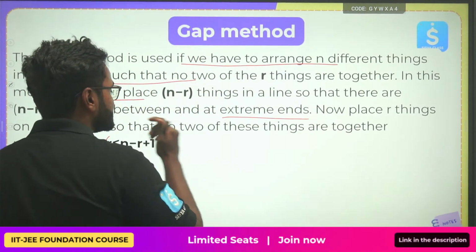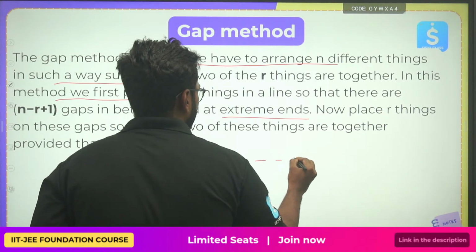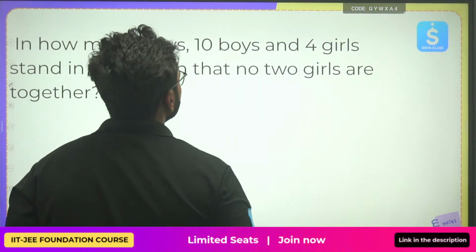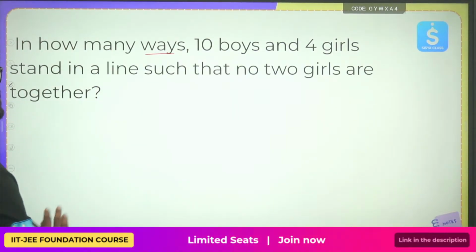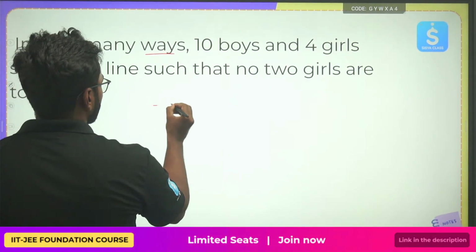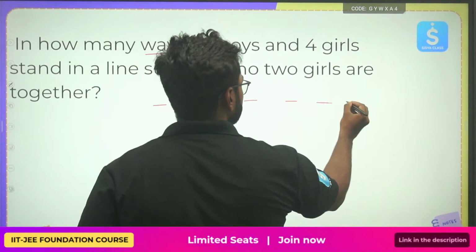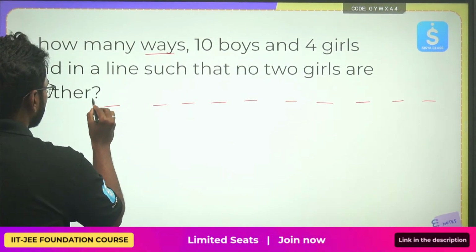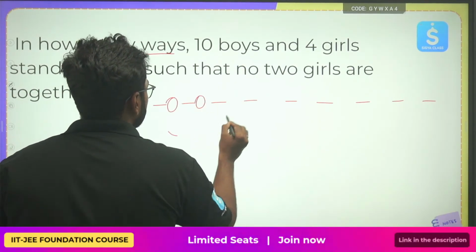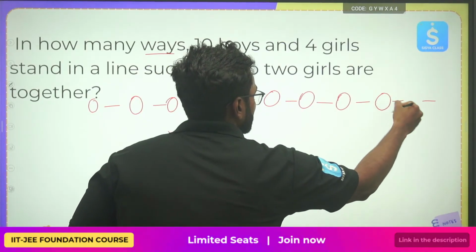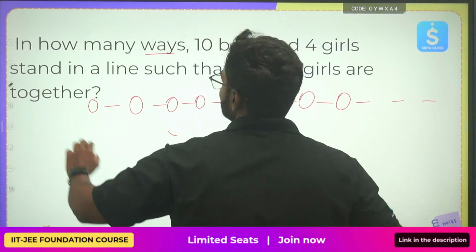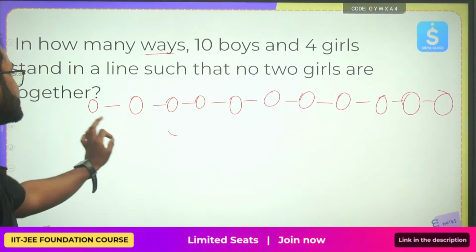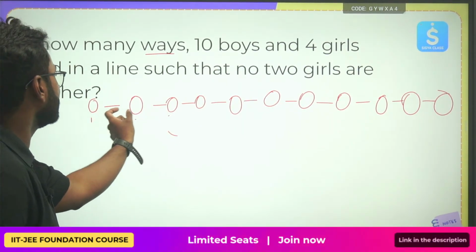Let me give an example. We'll solve it in a question actually. See, how many ways can 10 boys and 4 girls stand in a line such that no 2 girls are together? Let me first arrange the boys. 1, 2, 3, 4, 5, 6, 7, 8, 9 and let me write 10 here. These are 10 boys, right? How many gaps do we have? A girl can sit here, here, here, here, here. Girls can sit in all these places and boys can sit in these places.